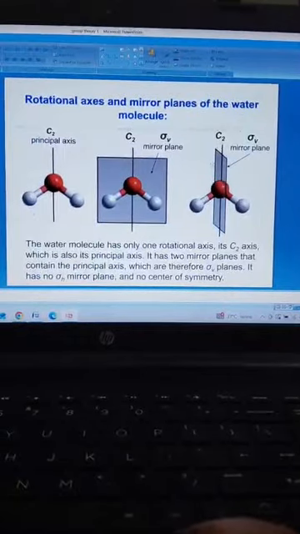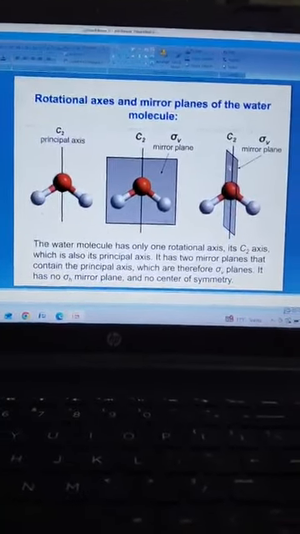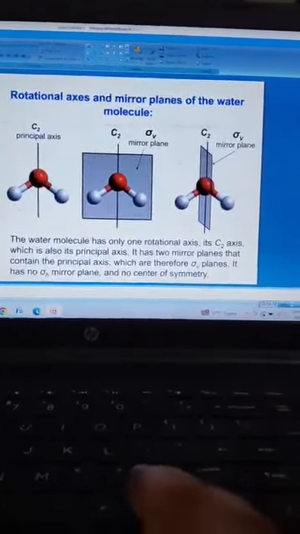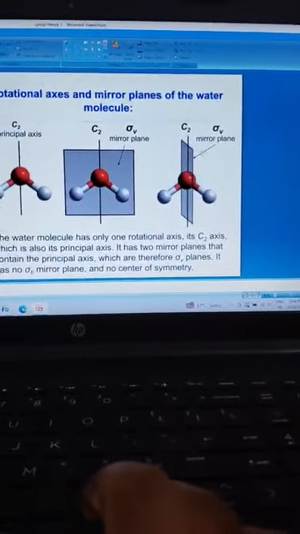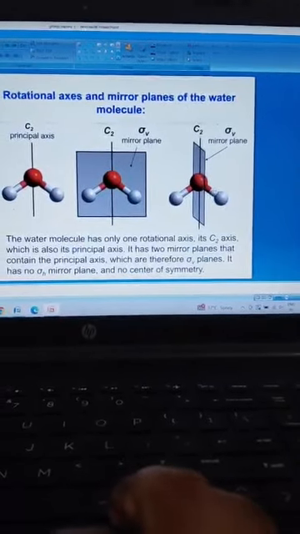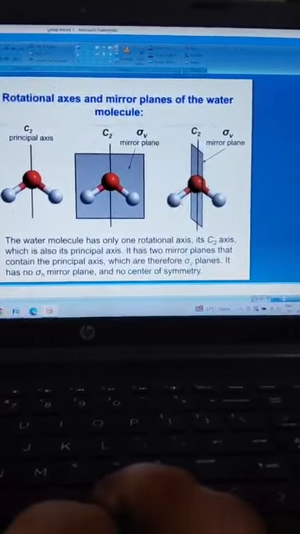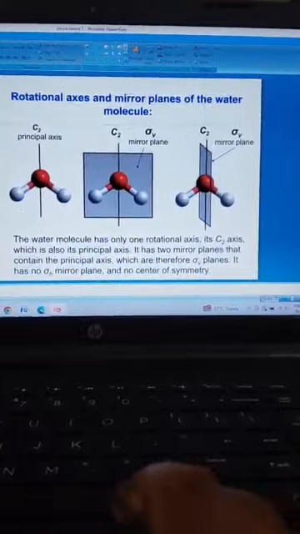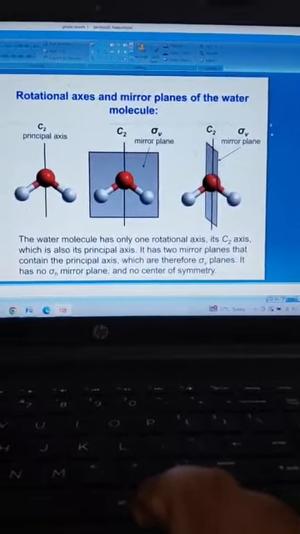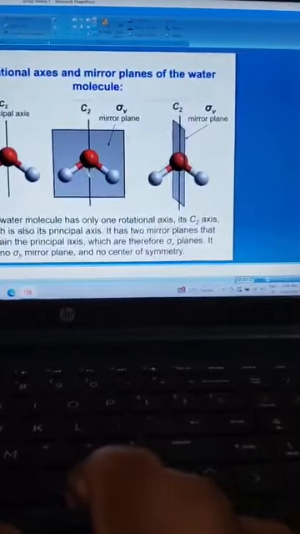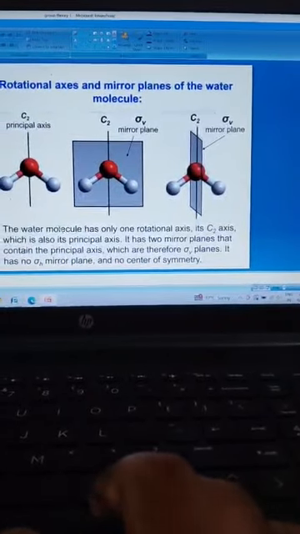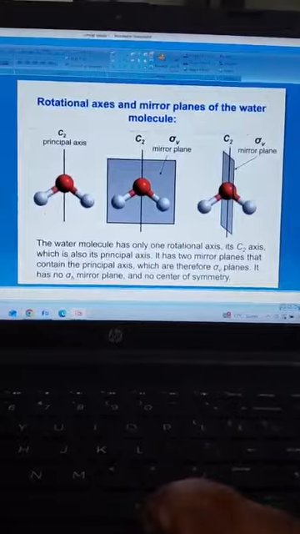If we pass the plane along this axis, then it cuts the molecule into two equal halves. That is, one is exactly the mirror image of the other. So we can say in this water molecule there are two sigma v planes, and in this molecule there is no center of symmetry and it has no sigma h.